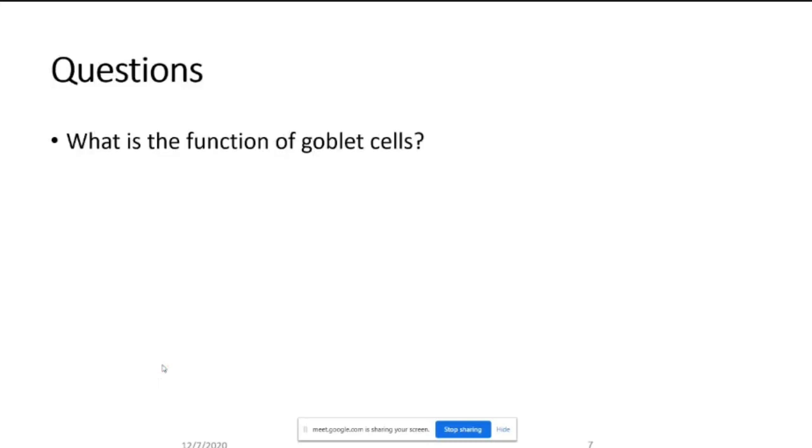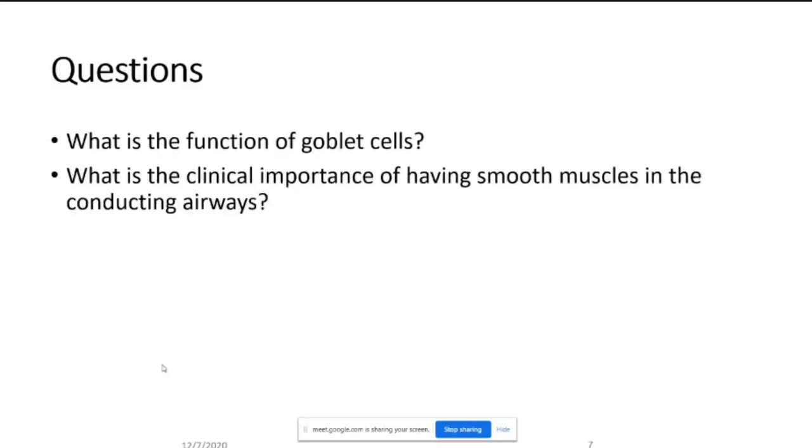What is the function of the goblet cells? As we have said, it is to secrete mucus and to maintain defense. Smooth muscles in the conducting airway.